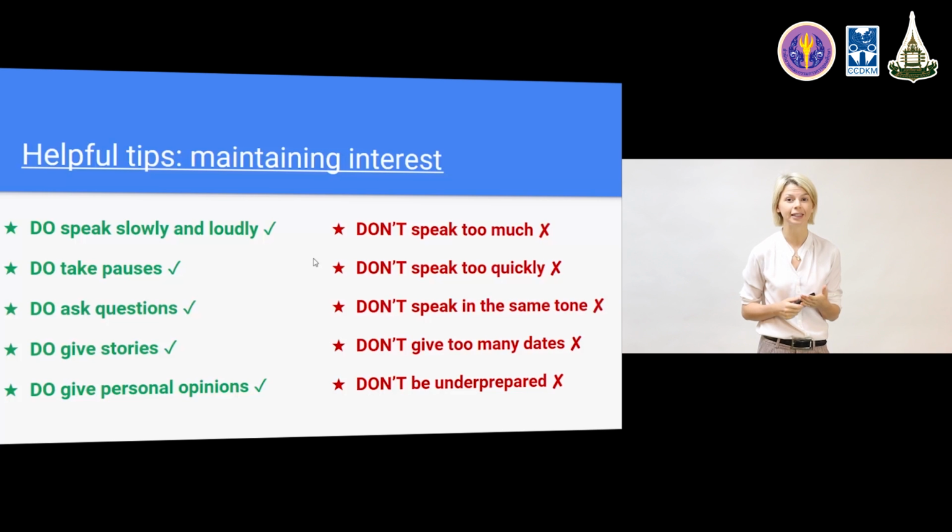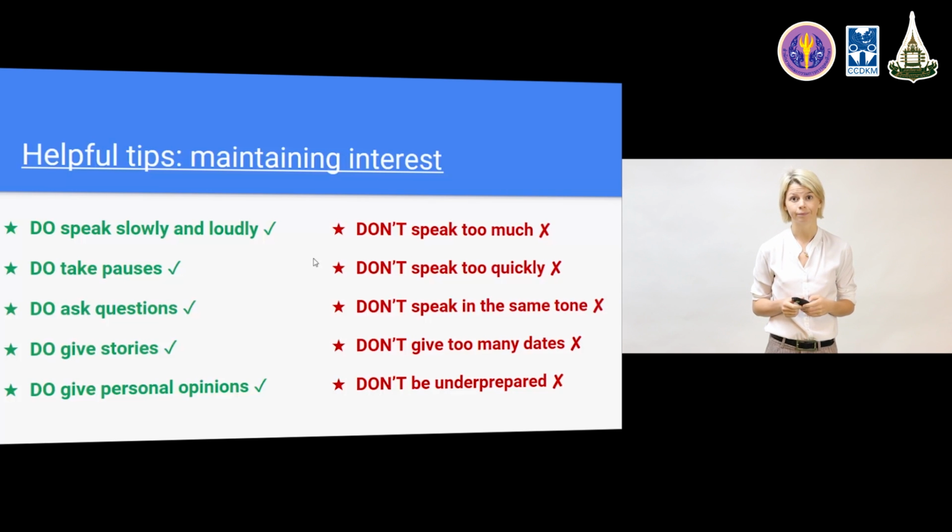Don't give too many dates. Dates is a lot of numbers. This building was built in 1908. This one was built in 1912. It was restored in 1918 and then it was changed in 1922. That's a lot of dates, a lot of numbers. Maybe your listeners only want a few dates, 2 or 3 dates. Don't overwhelm, don't give too many dates. Focus more on interesting stories and personal opinions.